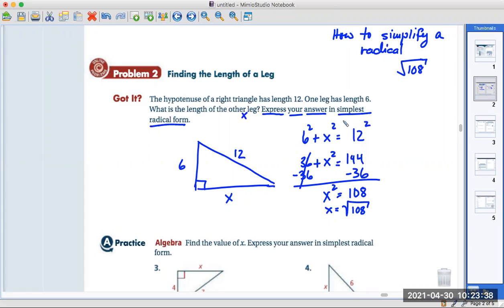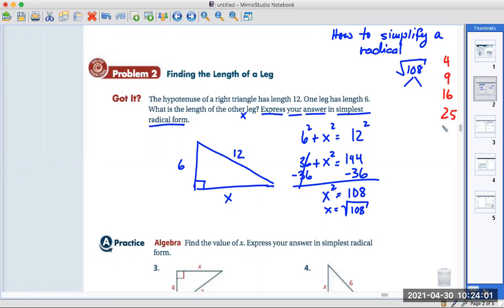So in that case, we want to find a perfect square. What are the perfect squares? I start with 4 is a perfect square because it's 2 times 2. The next one is 9 because it's 3 times 3. 16 because it's 4 times 4. These are all perfect squares. When you take the square root, you'll get a whole number. So I'm kind of writing them down on the side to see if any of these go into 108.